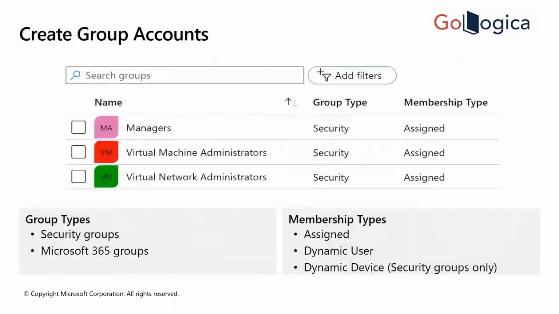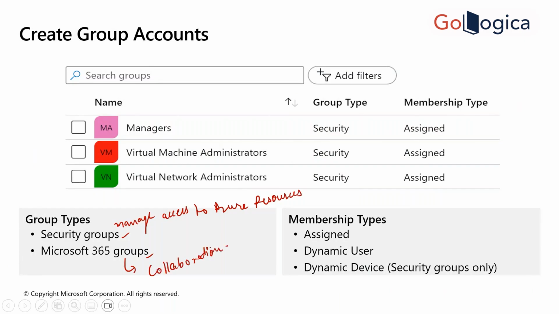Now, what are groups? Why do we have groups according to you? Right, easier management. There are two types of groups on Microsoft Azure. One is security groups. The second one is M365 groups. Security groups are basically to manage access to Azure resources, whereas M365 groups are used for collaboration.